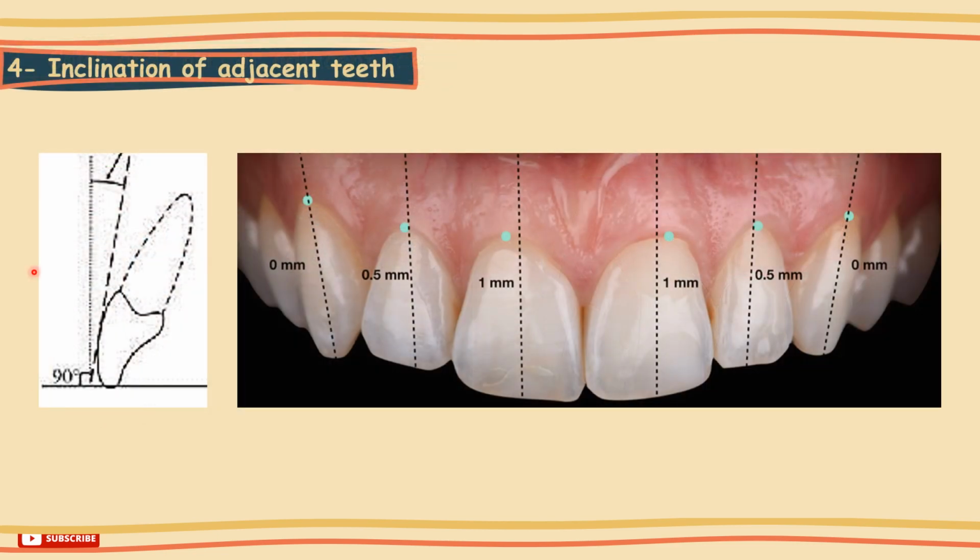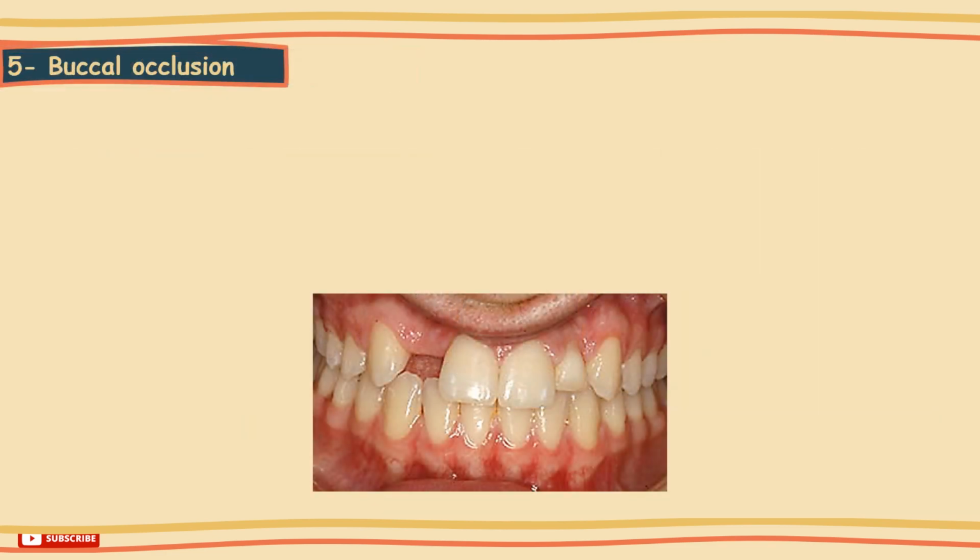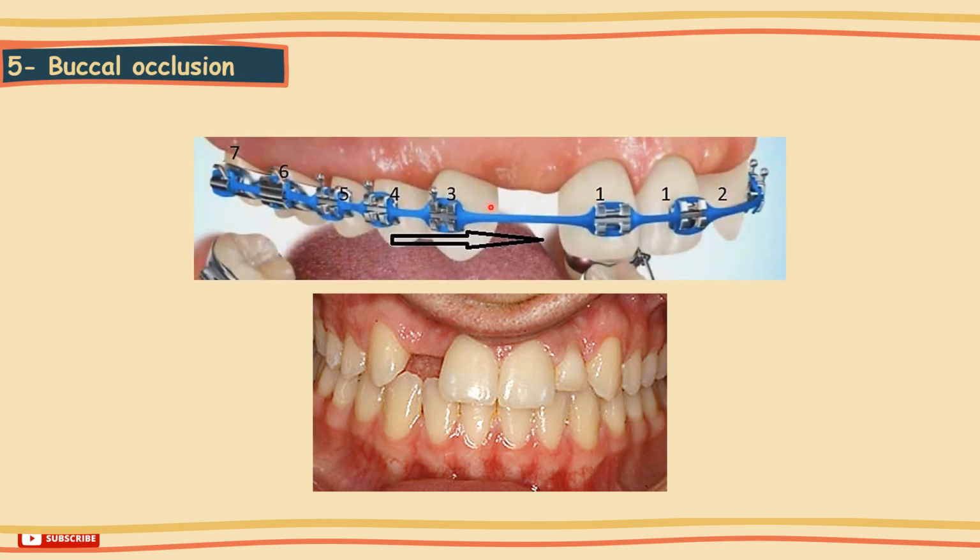Number 4. Inclination of adjacent teeth. The final axial inclination of the teeth will determine the aesthetic of the finished result. Number 5. Buccal occlusion. If a good Class 1 buccal interdigitation exists, bringing the posterior teeth forward to close the space would be the preferable solution.